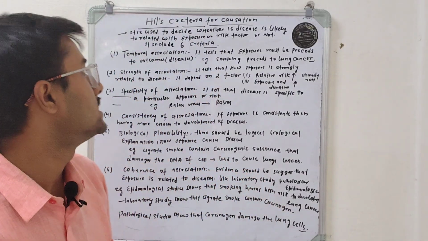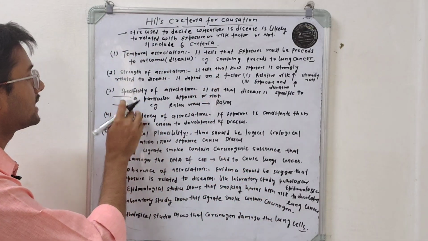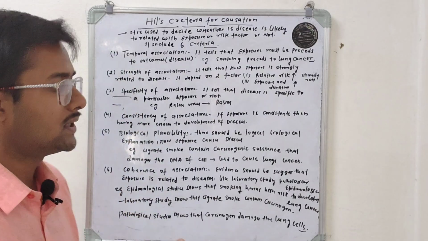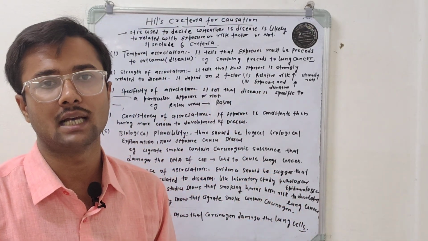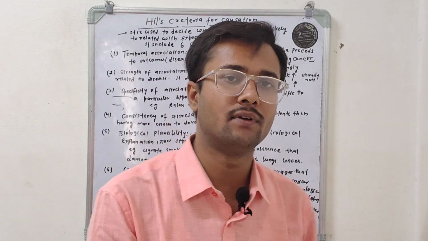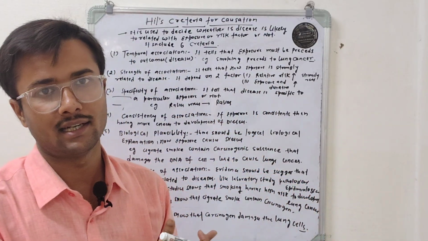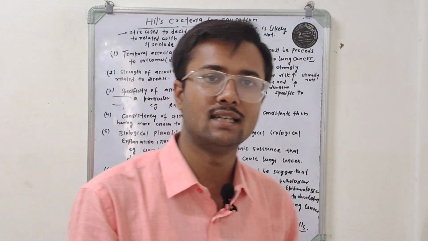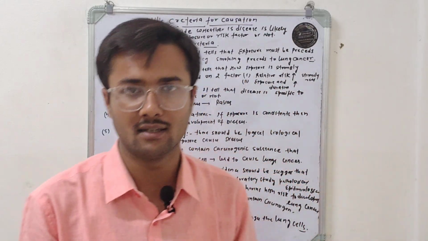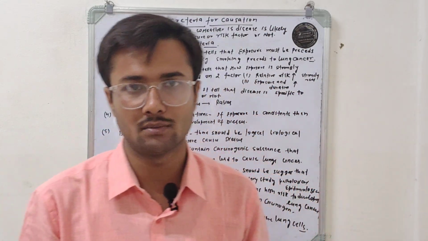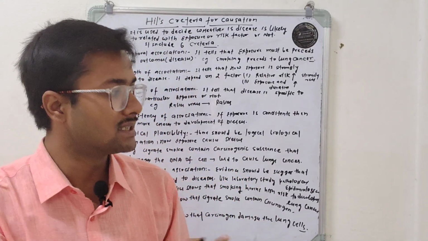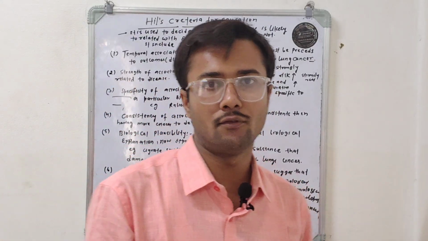Among the six criteria, this is the one criterion which is not completely fulfilled by all of the diseases, because most of the diseases depend on multiple factors, whereas according to this criterion there is a one-to-one relationship between the exposure and the disease. I mean, there is a specific exposure for a specific disease. Some diseases definitely follow the criterion.